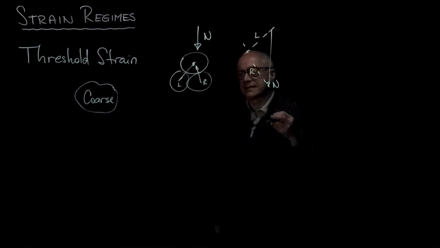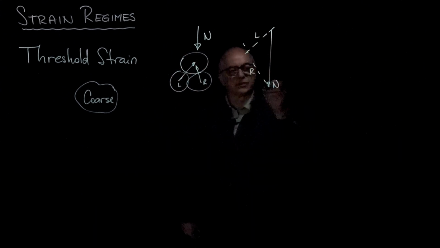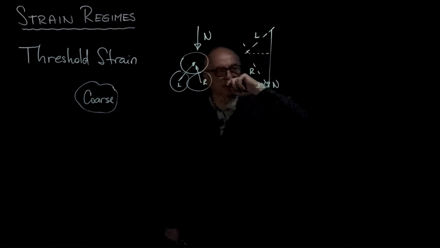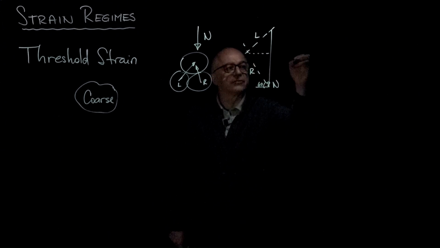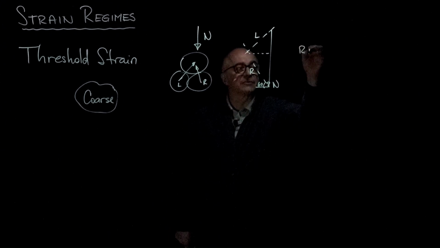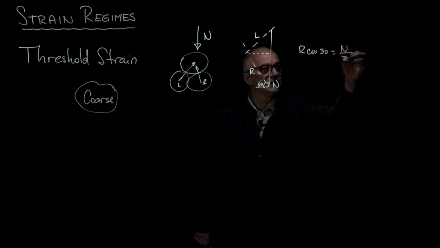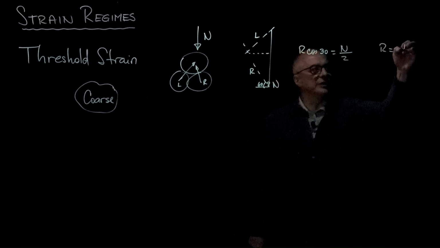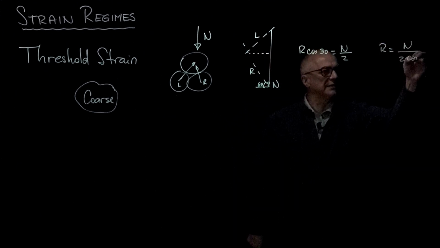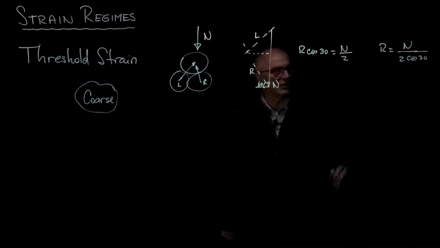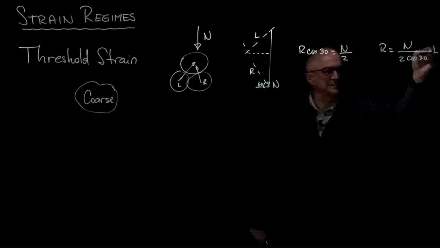So if this is a triangular configuration, this is going to be 60 degrees, this is 30, and therefore the force here will correspond to N over 2 and N over 2. So R, the force coming from the right, R, times cosine 30 is going to be equal to N over 2. Therefore, R is equal to N over 2 cosine 30. And the L force will be the same. The magnitude of the L force will be the same.